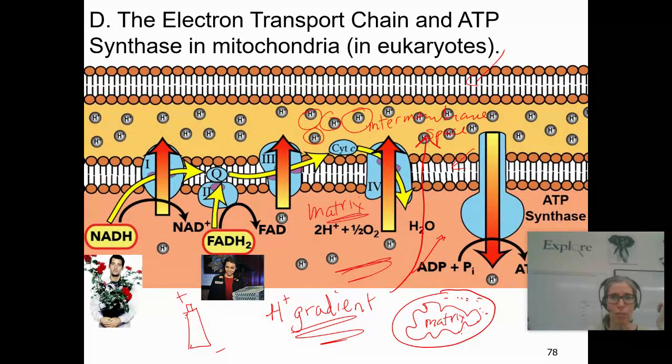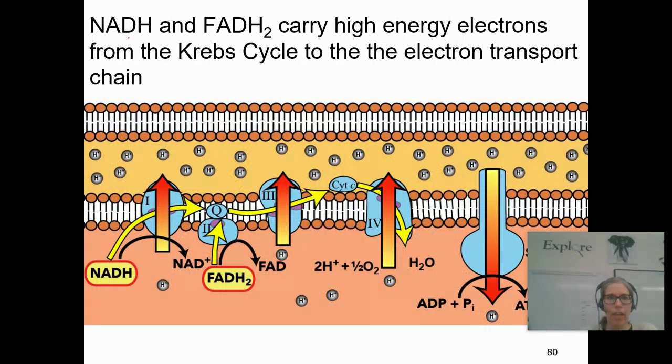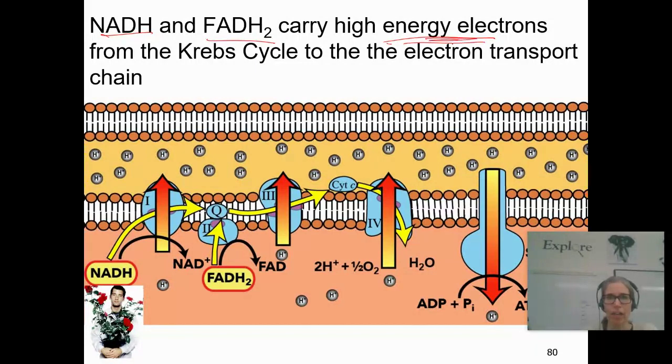Electrical because these things are charged, and chemical because it's an atom, right? It's hydrogen, so it's a chemical difference as well. So the location of the electron transport chain in eukaryotes is this inner mitochondrial membrane. The cristae are the folds like this, and each fold ends up being like a little battery. So NADH and FADH2 are the reduced forms. Those are carrying electrons. So they have the high energy electrons from the Krebs cycle and also from glycolysis.